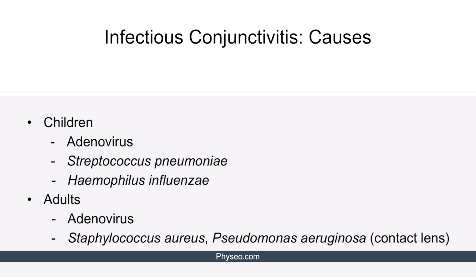As we mentioned previously, viral infection is the most common cause of conjunctivitis in all age groups, except for neonates. Out of the viruses that can cause conjunctivitis, adenovirus is the most commonly implicated pathogen in both children and adults. In children, the most common bacterial microorganisms responsible for conjunctivitis are Streptococcus pneumoniae and Haemophilus influenzae. In adults, the most common bacteria causing conjunctivitis is Staphylococcus aureus. However, Pseudomonas aeruginosa is the most common cause of conjunctivitis in contact lens wearers.